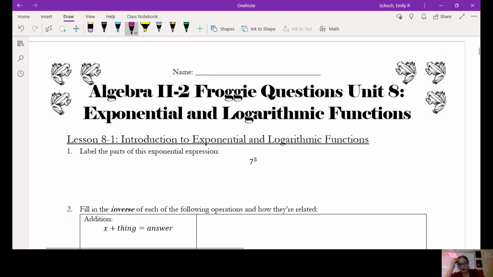So this is your introduction to exponential and logarithmic functions. And people often get a little distressed about these. I'm hoping that I can help make it not quite so distressing. And so we're going to jump in.